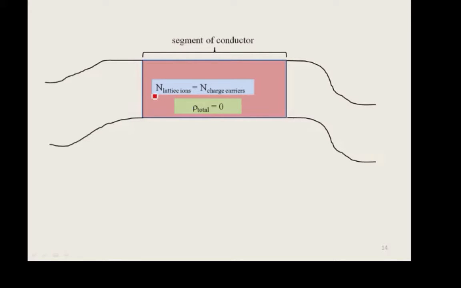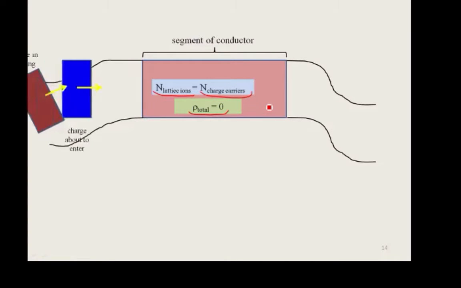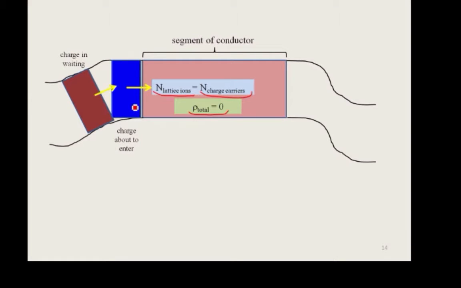We notice before we start conducting particles through this material that the total number of lattice ions is equal to the total number of charge carriers. That means that rho total is equal to 0. Okay, so we're not running current through this yet. However, if we now start running current through it, you can imagine that you have some charge that's just about ready to enter this material, and you also have some charge inside this segment that is going to leave. Now I think you see where this is heading.